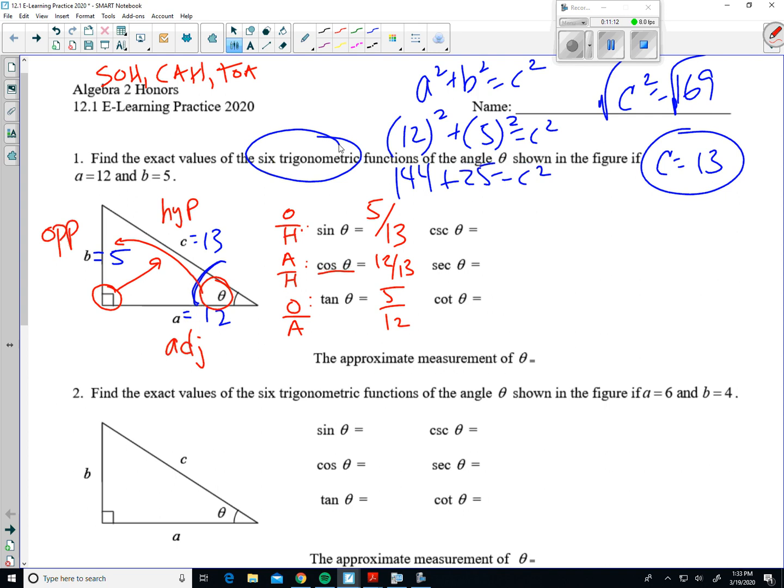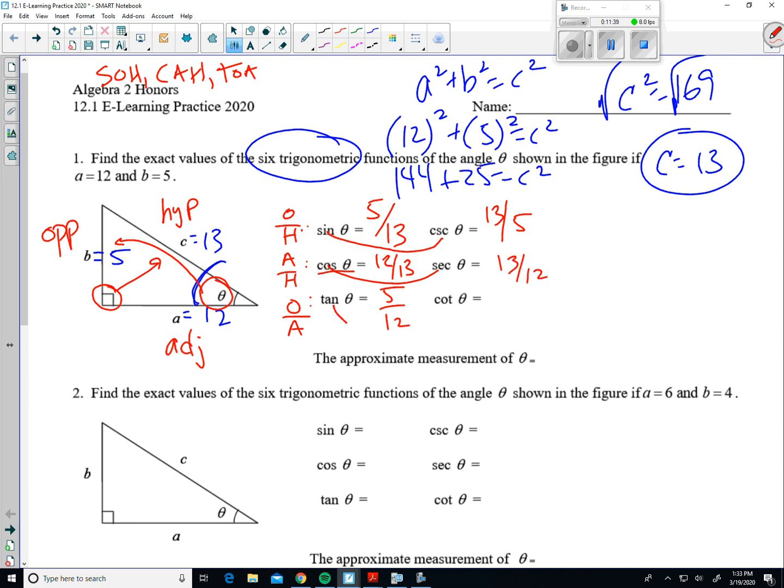Now, the other three functions might be new to you. Didn't talk about these probably too much back in geometry, but here in trigonometry, of course, we try to push them a little bit. Sine and cosecant, these guys are partners. If we know what sine is, then we know what cosecant is. Cosecant is the reciprocal of the sine function. And of course, same thing for cosine and secant. Secant is the reciprocal of cosine, so that's going to be your 13 over the 12.